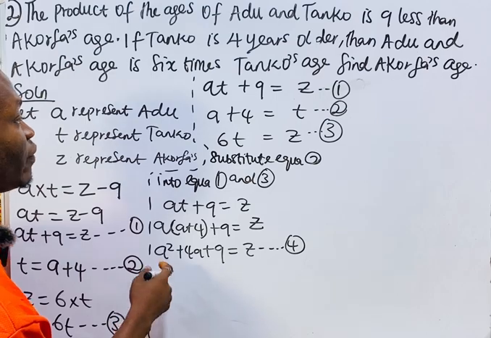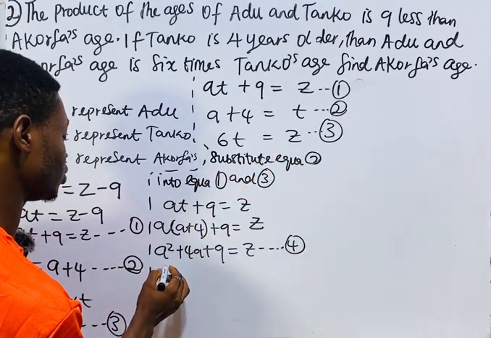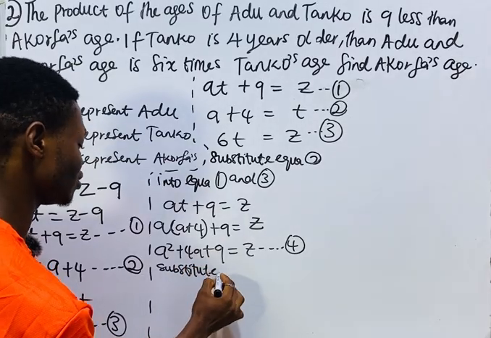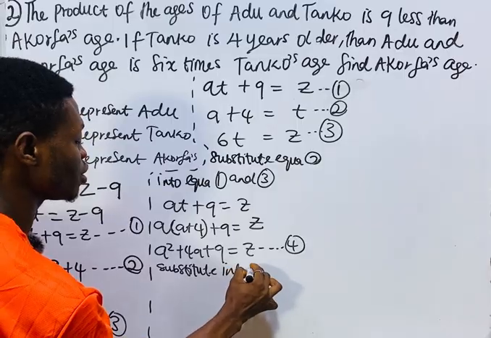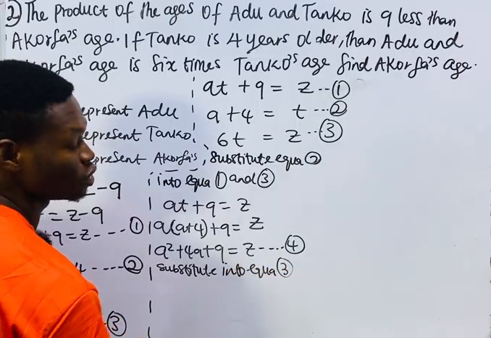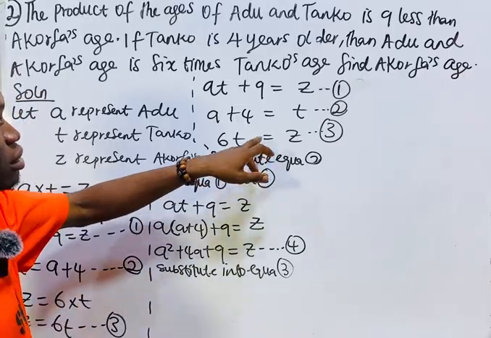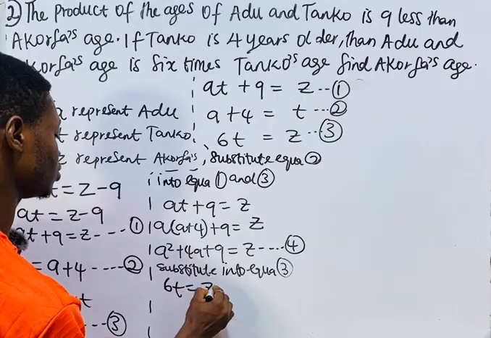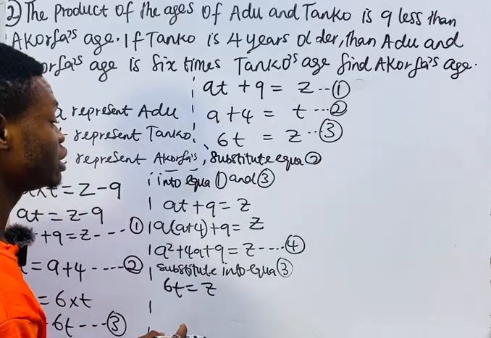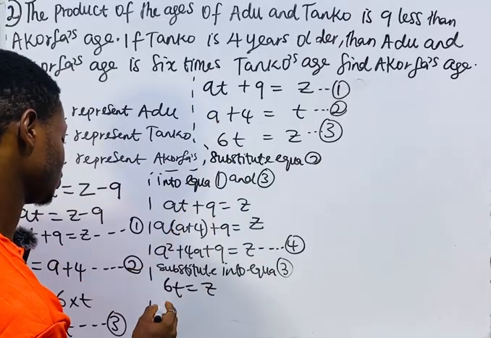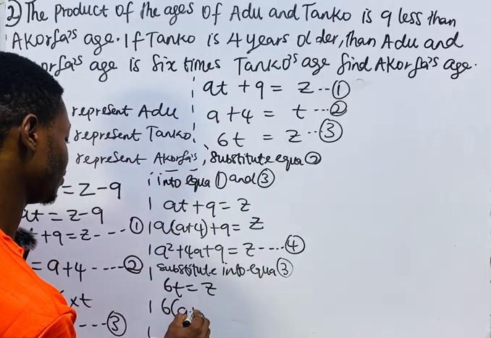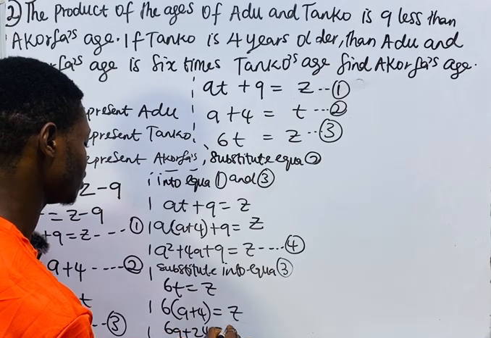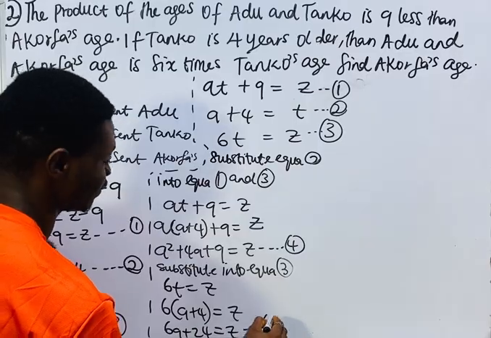So now let's do the same thing, substituting into equation 3. I hope you can see equation 3 here. We have 6T is equals to Z, so anywhere you see T, you put this thing. So we have 6 times A plus 4 is equals to Z. So we have 6A plus 24 is equals to Z, equation 5.